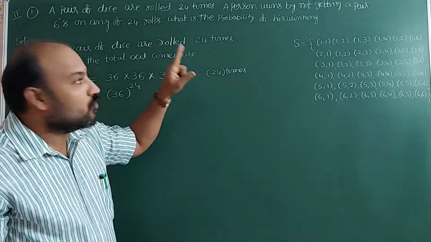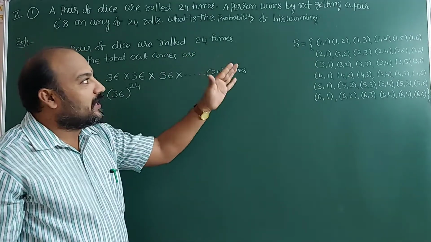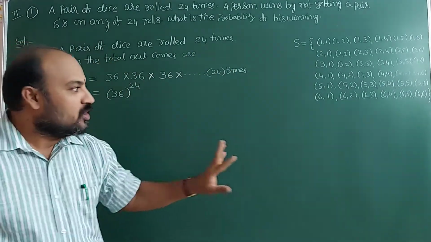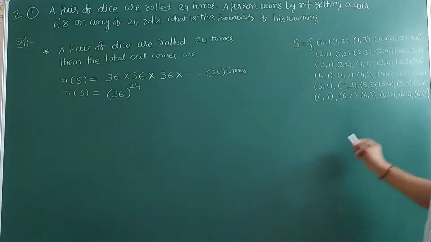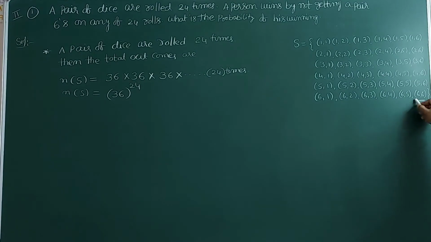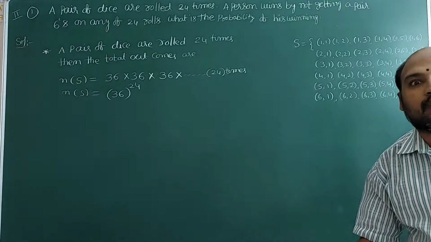Now come to the required. A person wins by not getting a pair of 6s. Here, how many pairs of 6 are there? Only 6,6. Observe, dear students, here only 6,6 is there. So except this one, what are the possibilities? 35 possibilities are there, out of total 36. In that, the person wins by not getting 6,6, a pair of 6s. So we can eliminate 6,6. The required 35 possibilities will come when a pair of dice are rolled.